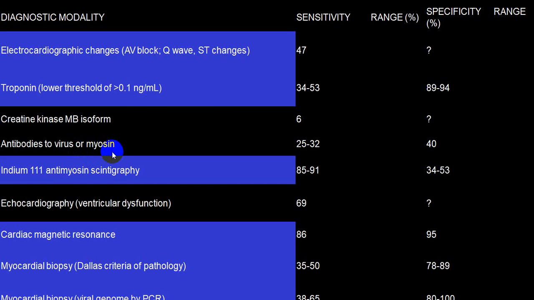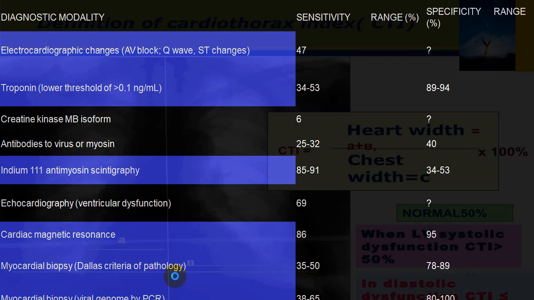Antibody against virus is important. Scan will give you again idea regarding the severity of a myocardial damage. Echocardiography will give you a functional involvement. What are the functions which are being involved because of myocardial involvement? Biopsy will give you histopathological diagnosis, and that is very important.